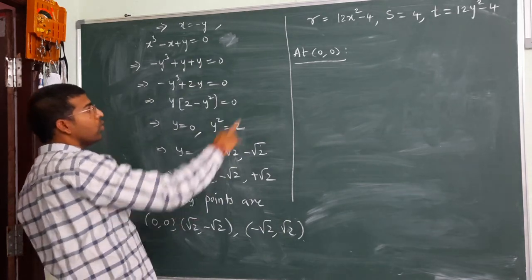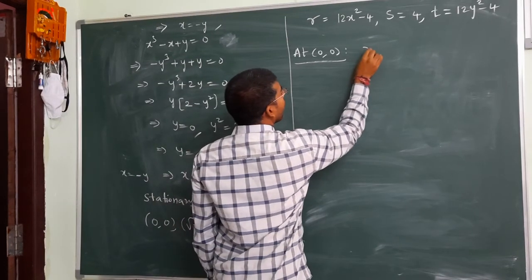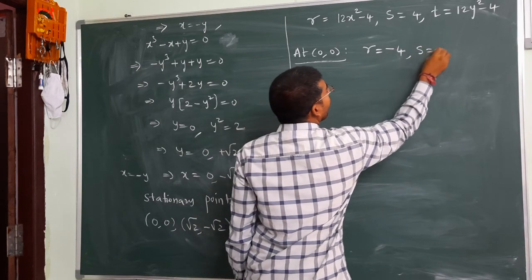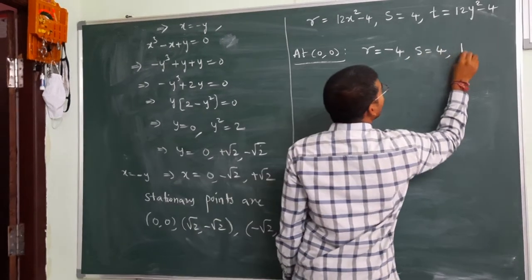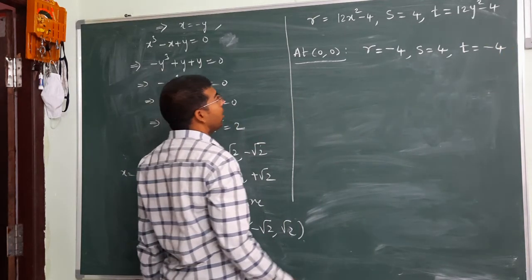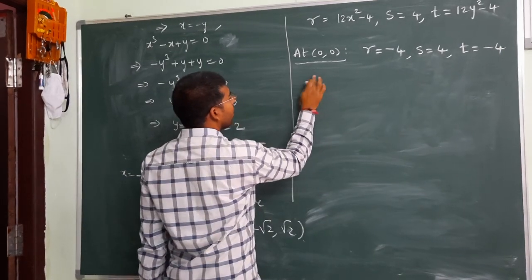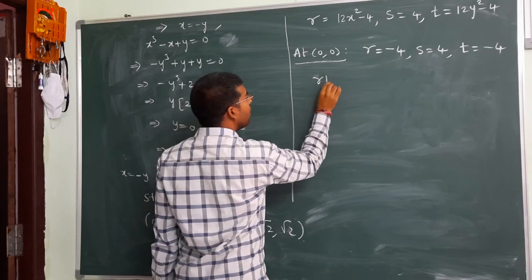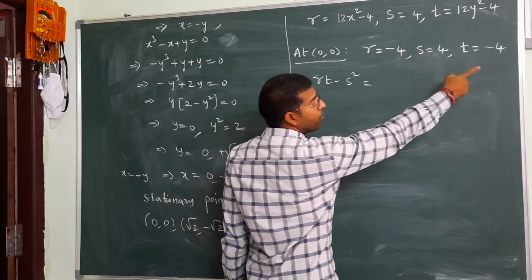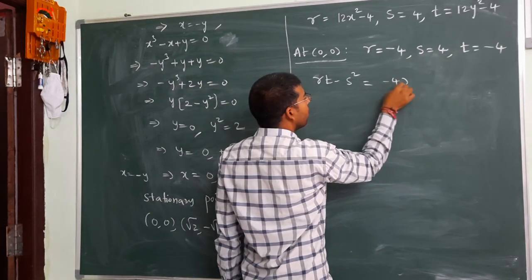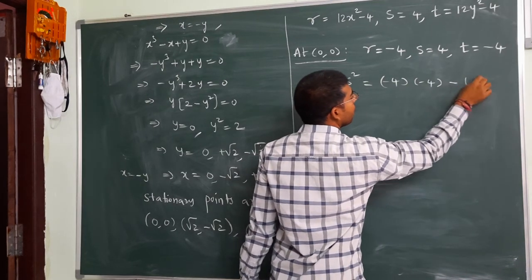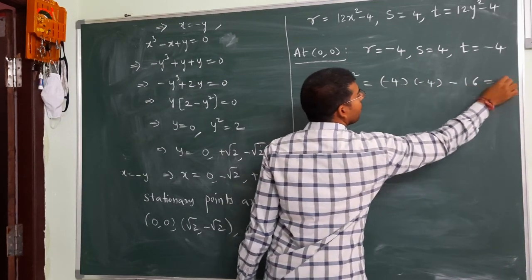So, at 0, 0, what is the R value, sir? 0 means minus 4, S is 4, and the T value is what? Minus 4. Okay. And therefore, what do I need to find? RT minus S square. What is RT, sir? Minus 4 into minus 4. Minus S square means 16. So, 16 minus 16, 0.